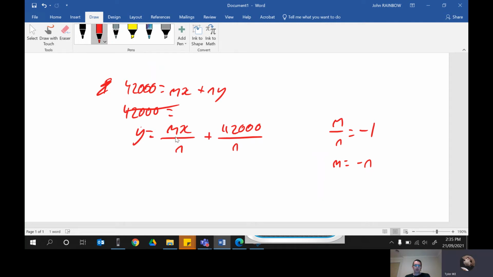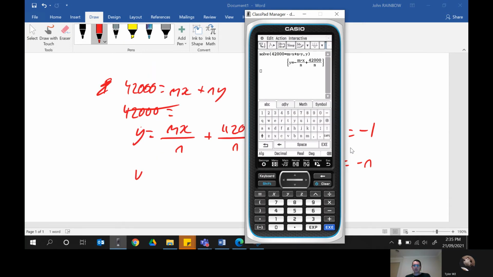Couldn't you just say them as, if you keep it as M on N equals negative one, can't you just say them as being the same value, regardless? Yeah, but it's negative one. So one's going to be positive, one's going to be negative. Oh, yeah. Which doesn't make sense, though. So I put something in wrong.